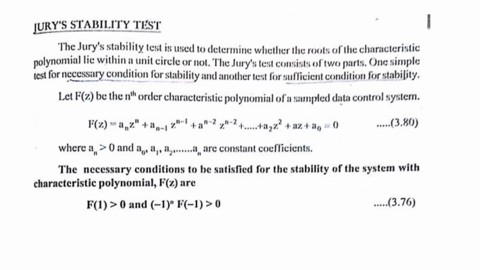So you have a polynomial, that is our denominator equated to 0, you get a characteristic polynomial, right? So that is f(z) = a_n z^n + a_(n-1) z^(n-1) + a_(n-2) z^(n-2) and so on up to a_0. Okay, so this is a characteristic polynomial and we are equating it to 0. Clear?